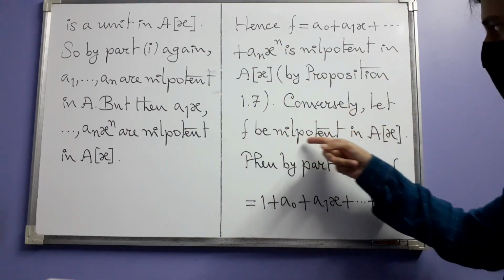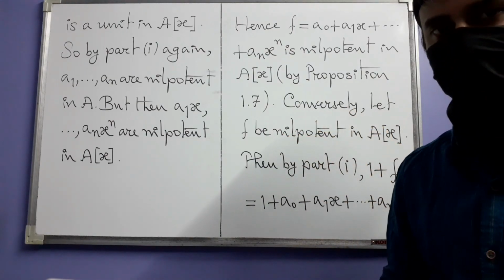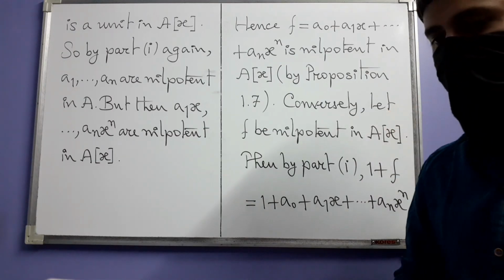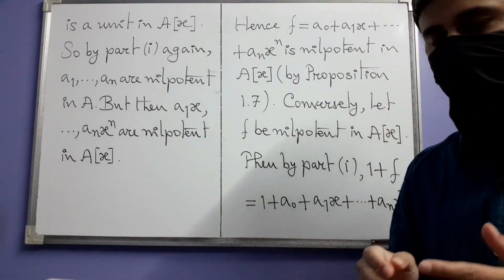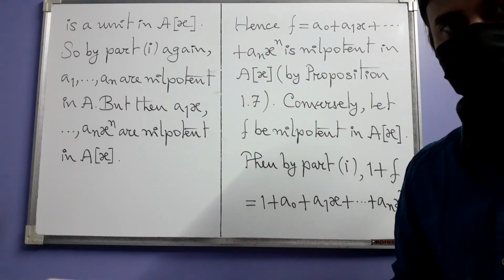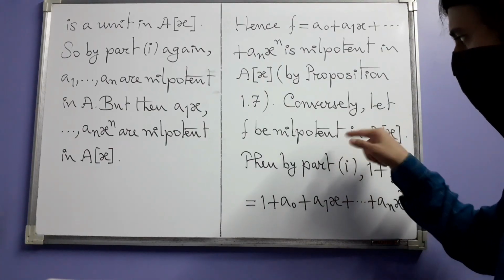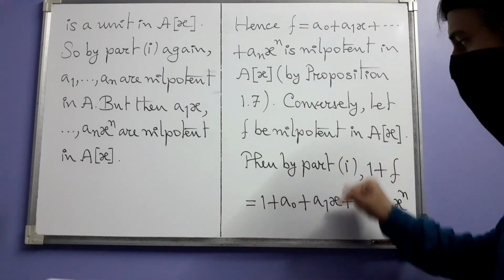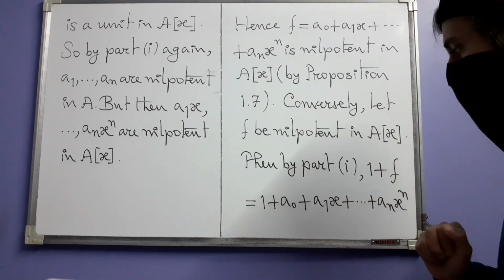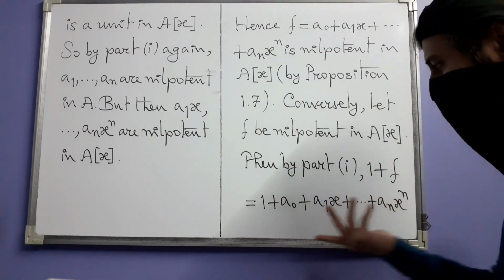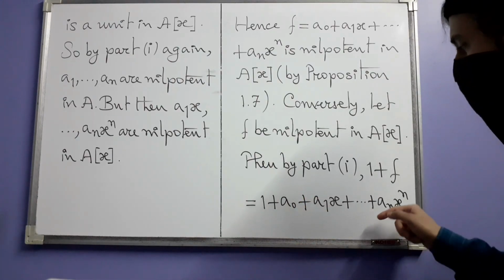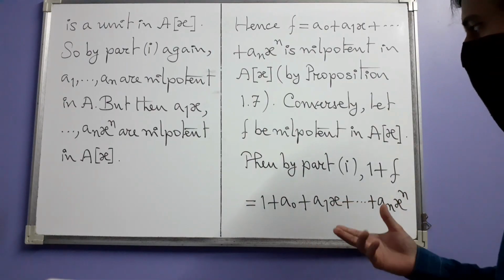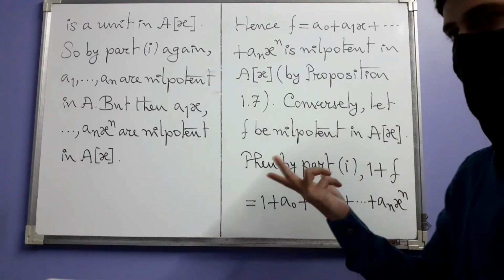Conversely, let f be nilpotent in A[x]. In A[x], that we understand, but it does not hurt to keep writing this, so that at every stage we know where this element belongs. So f is now nilpotent, that is our hypothesis. And so by part 1, 1 plus f, you just add 1 to f, is a unit in A[x].